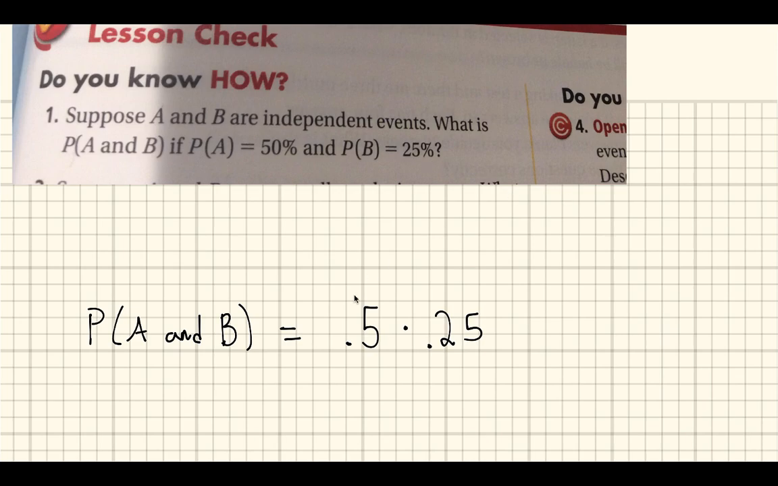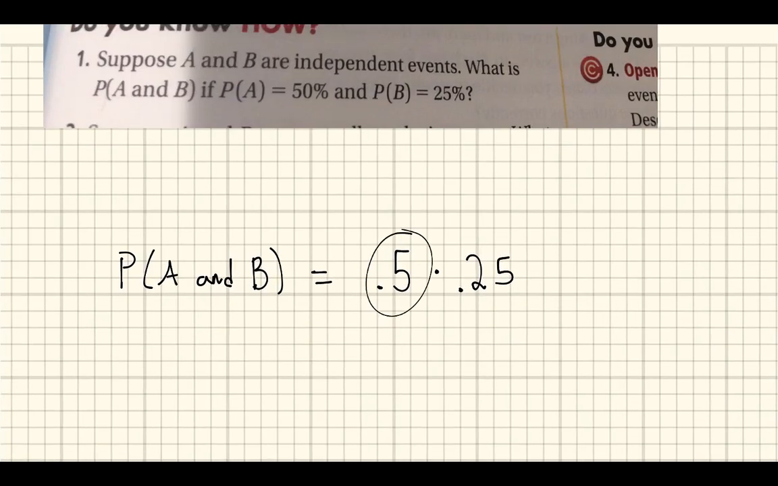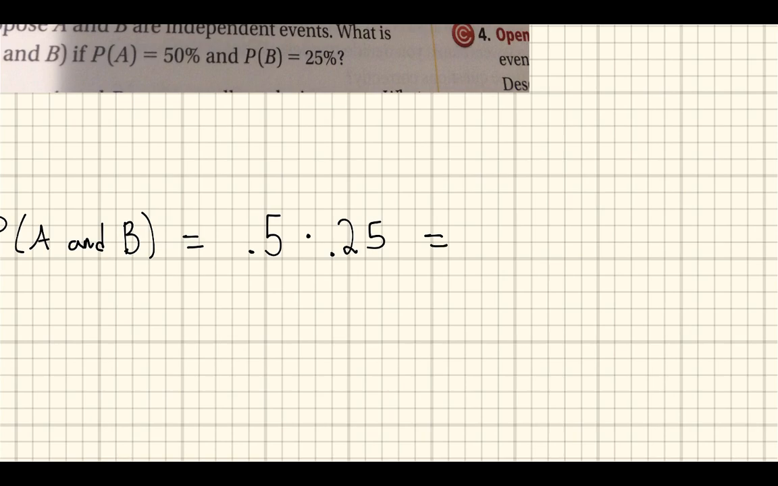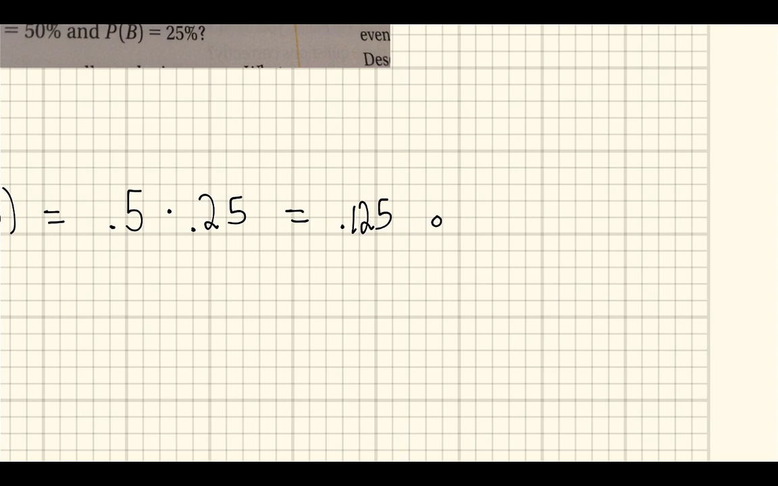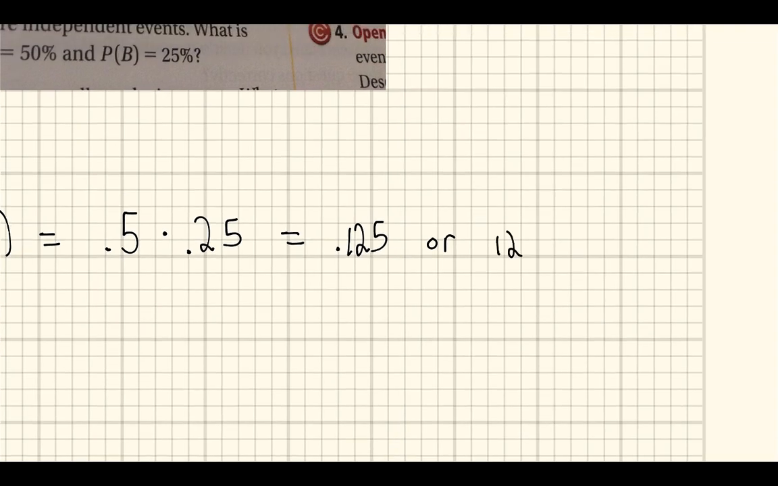So what is half of 0.25? What is this going to be? 0.125 or 12.5%. Basically, it's saying take half of 25%. Half of 25% is 0.125 or 12.5%, if we're multiplying those. So remember, AND means to multiply those two.